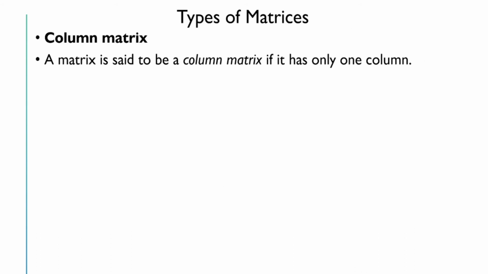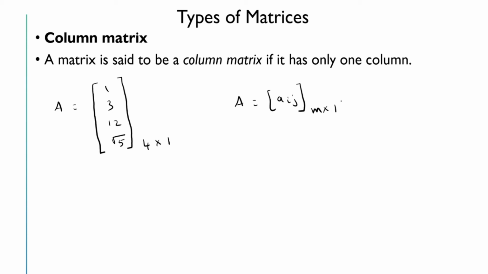Now we will see the various types of matrices. The first type is the column matrix. A matrix is said to be a column matrix if it has only one column. Say for example, let us take A is equal to 1, 3, 12, root 5. Then this is a column matrix of order 4 by 1. So if a matrix has only one column, then it is called a column matrix, and it is usually represented by A is equal to Aij.